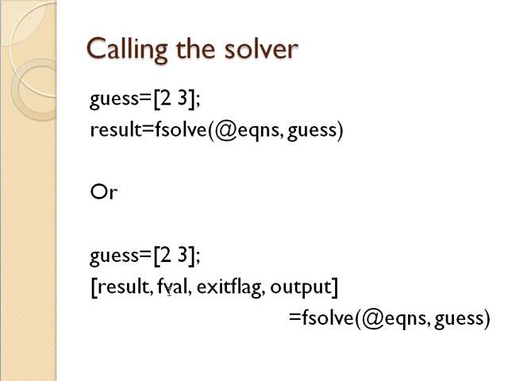Right? As an alternative, if you want more feedback regarding how the solution went, you can put 4 outputs in your solution. You can have the result, the fval, which is the values of the functions at the answers, the exit flag, which tells whether it seemed to fail or not, and then various things in an output structure that I'll show you in a moment. Okay, the call is the same either way. So you can either just have it return a result or return several items.